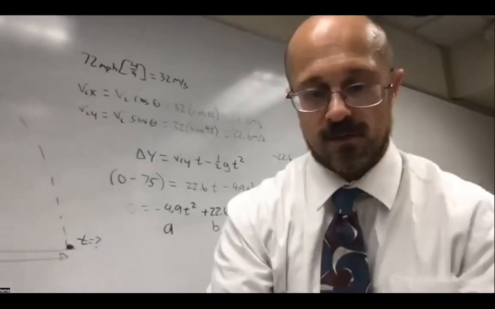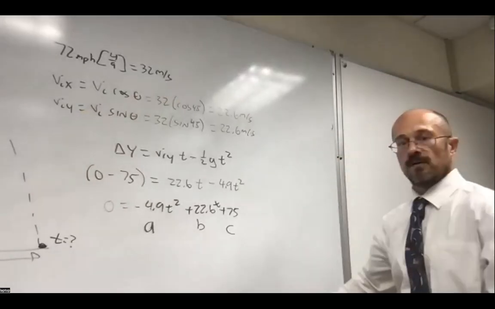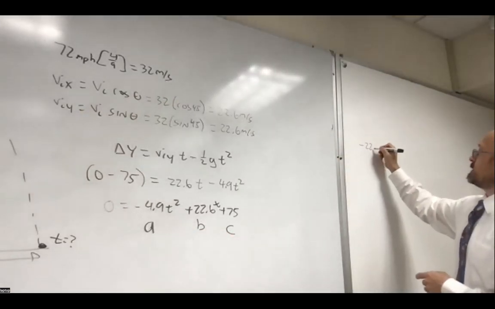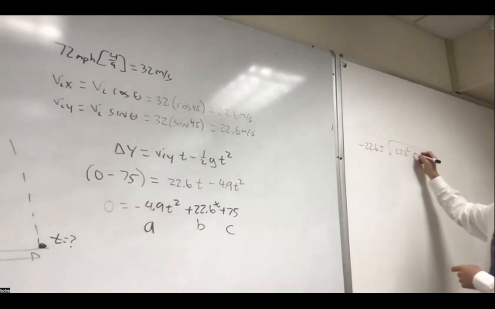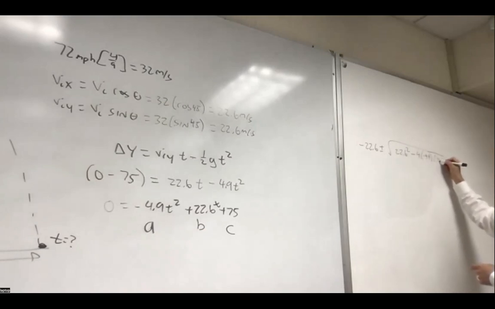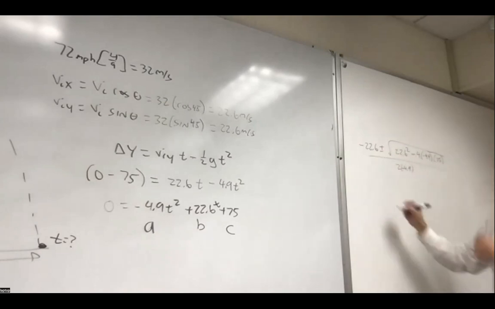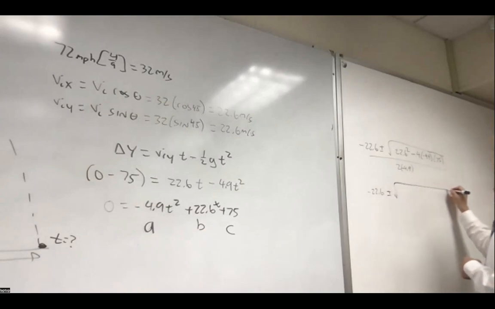I'm going to actually do this on the next board. Sorry. Come on, people. All right. So let's start over. So there's our A, B, and C. And then what we'll do is we'll go the opposite of B plus or minus the square root of B squared minus 4 times negative 4.9 times C, all over 2 times negative 4.9. So we have minus 22.6 plus or minus the square root.